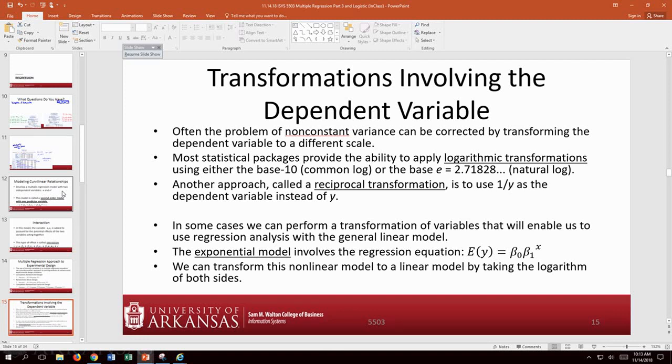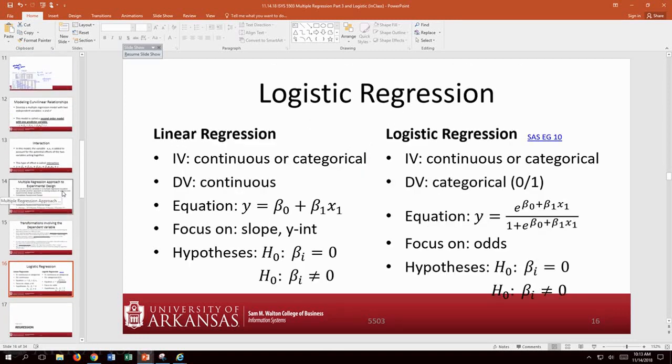Last thing you need to know, and then we'll take a break: there is that logistic regression thing. If you go to SAS G10, it tells you all that you want to know about logistic regression. So if you're going to use logistic regression to support your final project, A, talk to me, and B, if you need some help, there's a whole tutorial.